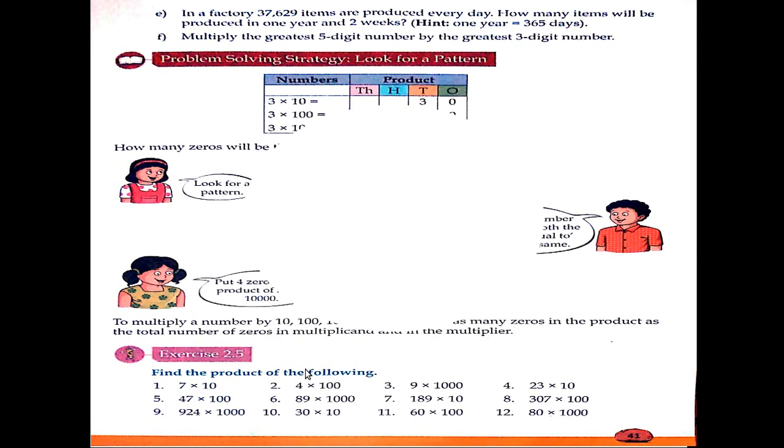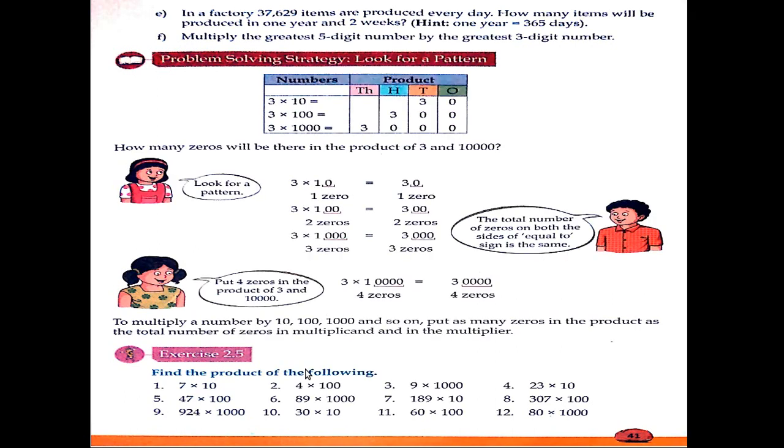Okay, and this is a pattern that you have to do here. See, problem solving strategy for a pattern. 3 into 10 we get 30, so you put the product in the place value chart, we get a 3 and 0. 3 into 100 we get 300, 3 into 1000 we get 3000. Now how many zeros are there in the product of 3 and 10,000?